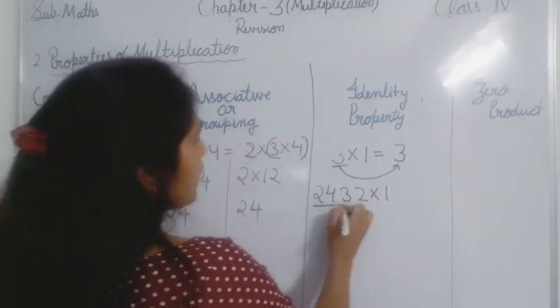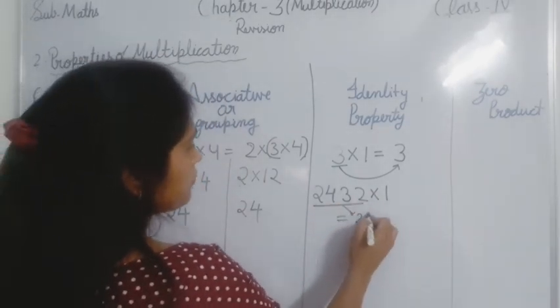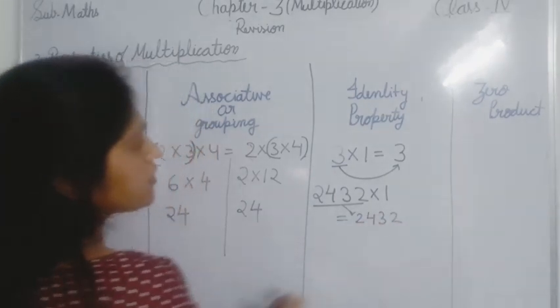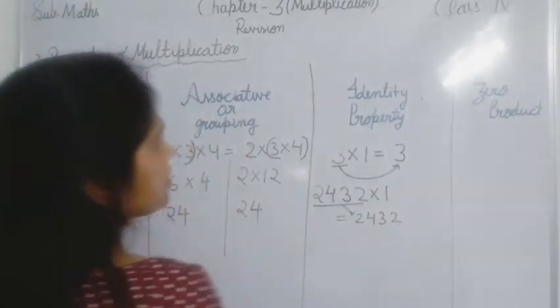If you multiply this with 1, you will get this same number here. Yes, this is called the identity property.